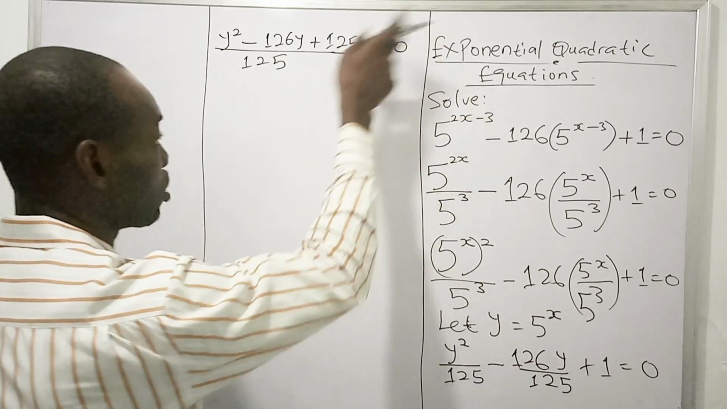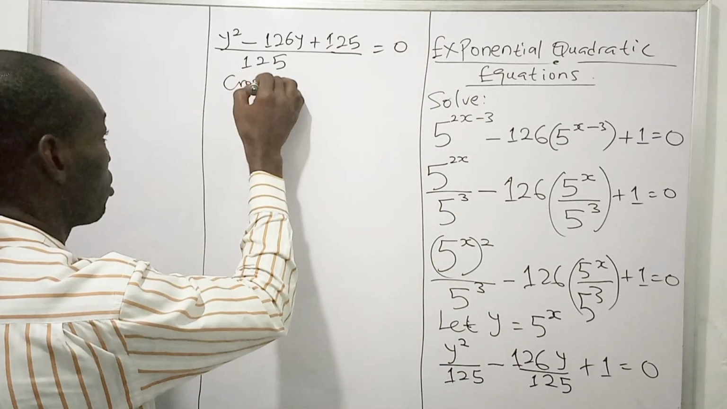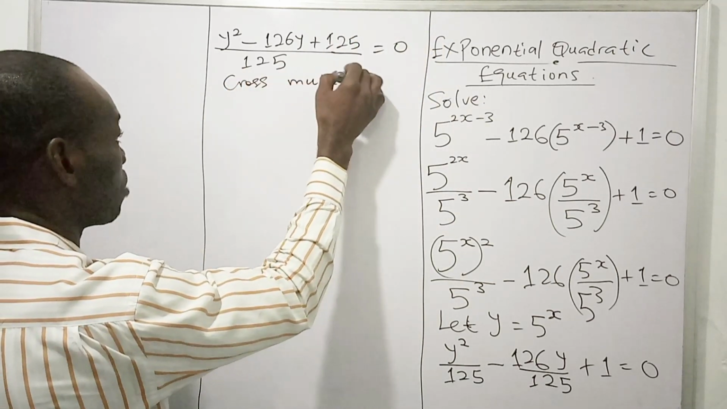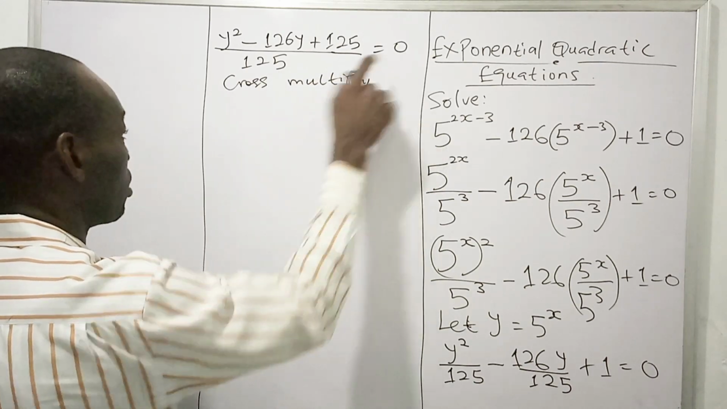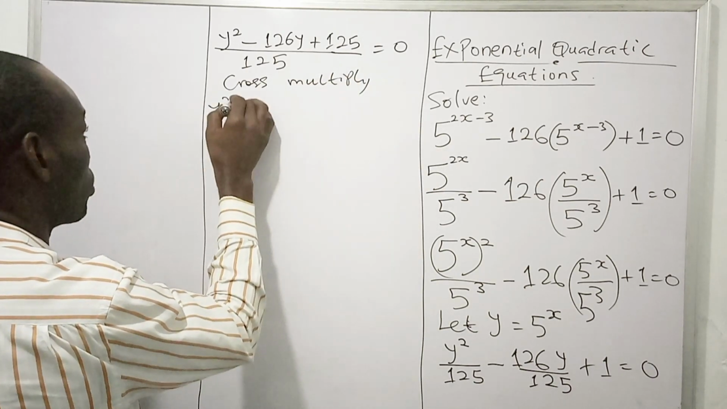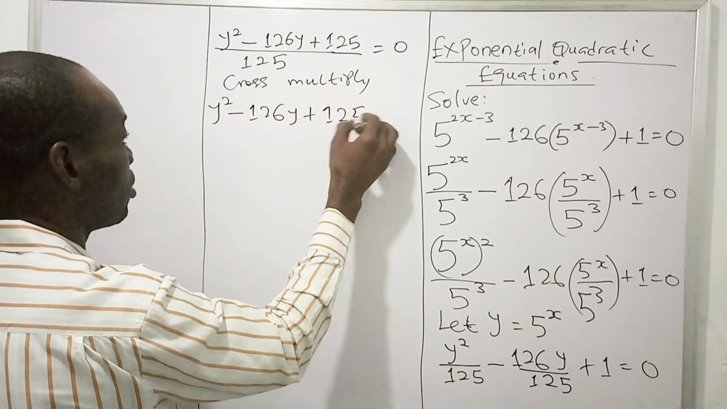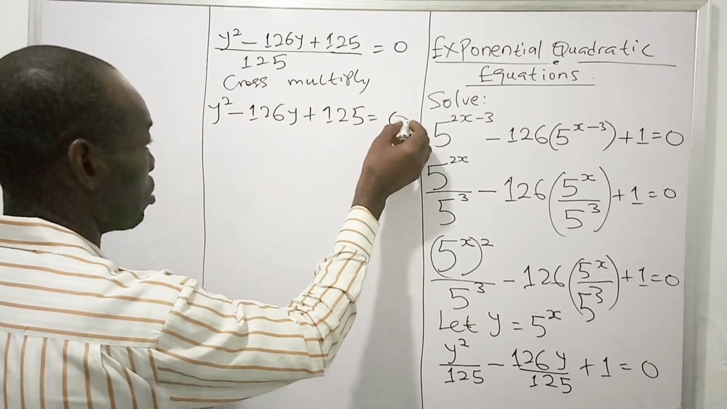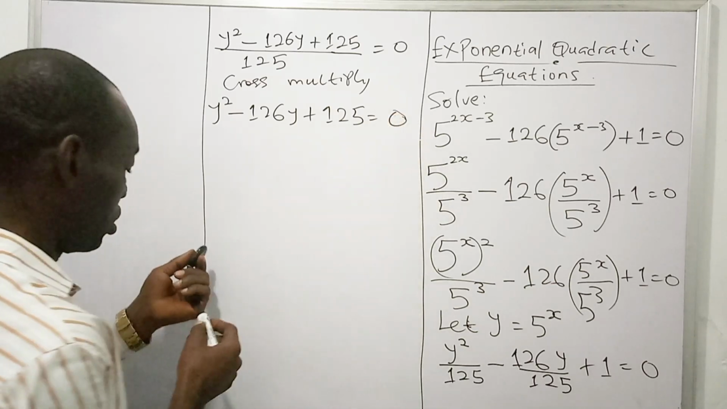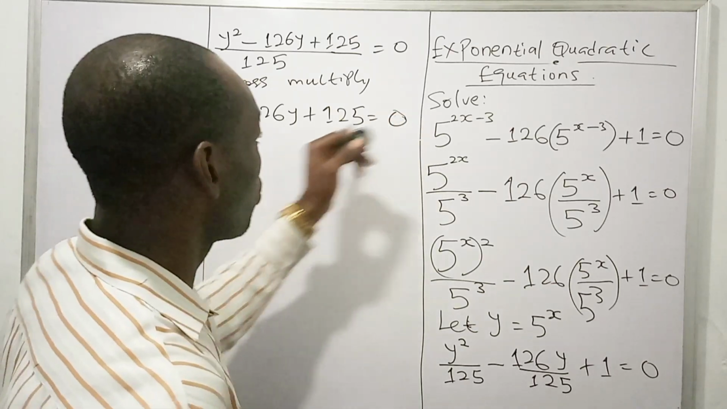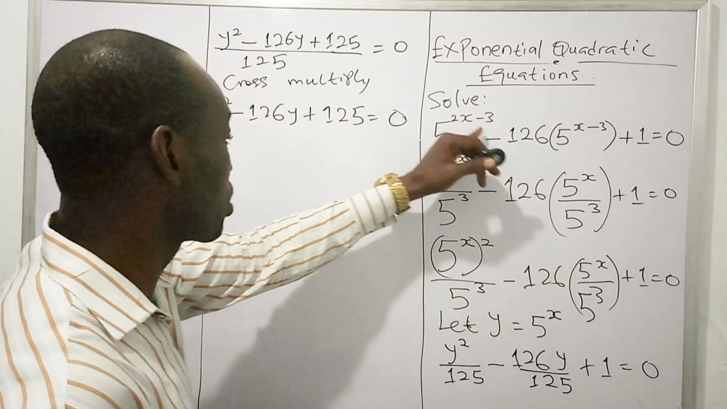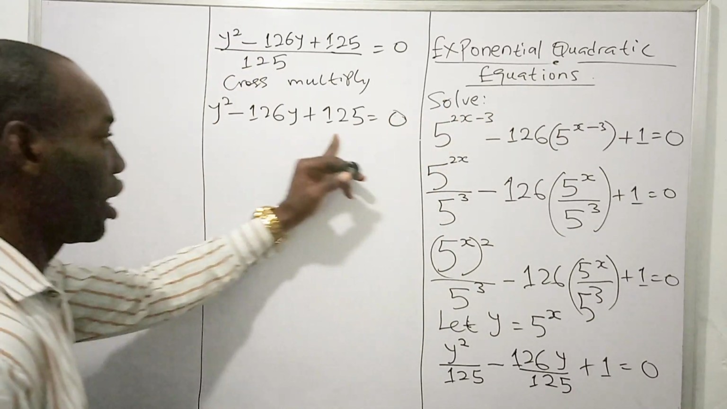Then by the principle of cross multiplication, if we cross multiply, this will multiply the 0. So we end up having y squared minus 126y plus 125 equals 0. Now this has taken us to a quadratic equation. From exponential to quadratic, we are now at quadratic.